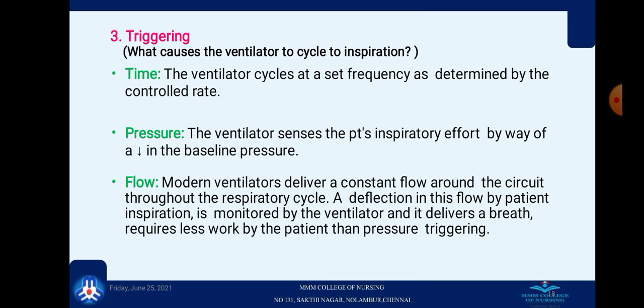And flow. Modern ventilators deliver a constant flow around the circuit throughout the respiratory cycle. A deflection in this flow by patient inspiration is monitored by the ventilator and it delivers a breath. It requires less work by the patient than pressure triggering.